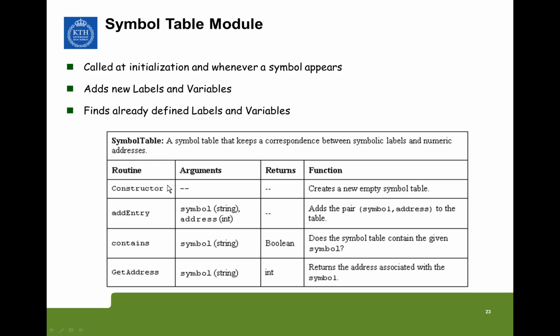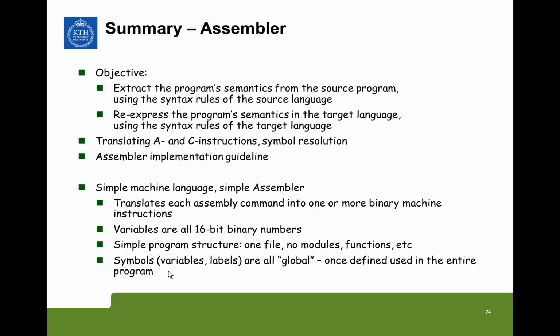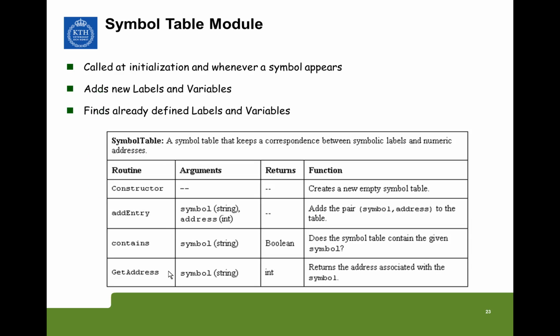What kind of routines do we need here? We need a constructor to create a new symbol table. We need to add entries, which means adding the pairs of a symbol and the address. We need a routine that finds existing entries, and we need a routine that gets the address of the existing entries. Okay, and with this, the main parts of the assembler are actually defined.